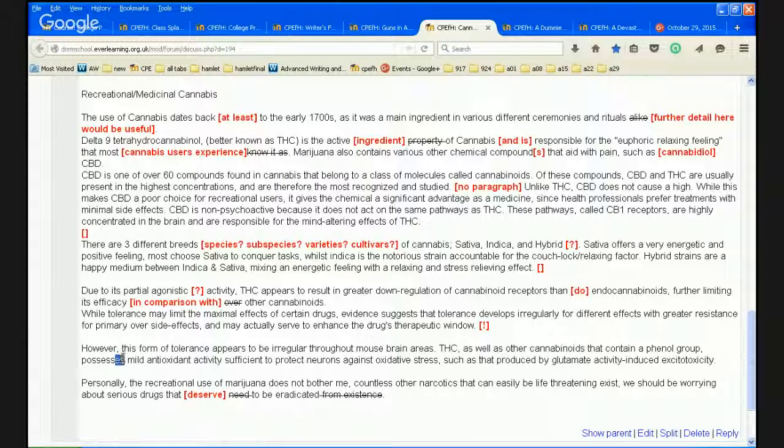Got a subject-verb mismatch there. That need to be eradicated from existence, that deserve to be eradicated, should be adequate. Do you have any questions about my suggestions there? If you were to make all of those little changes and read it through, it might be a really useful way to look at it.